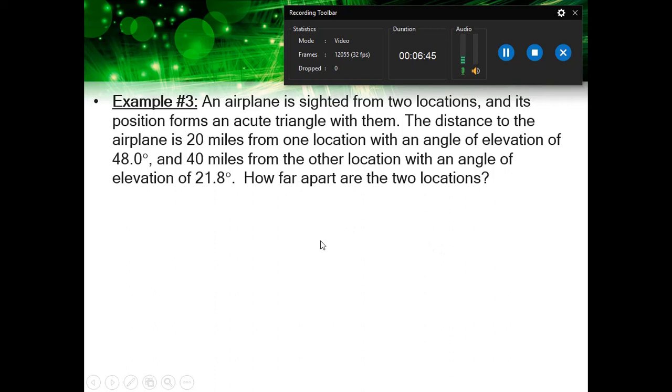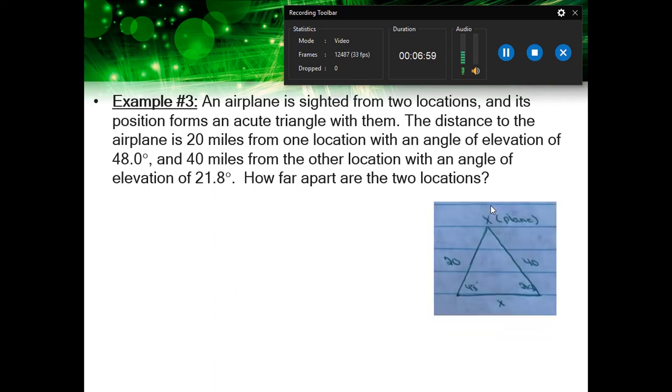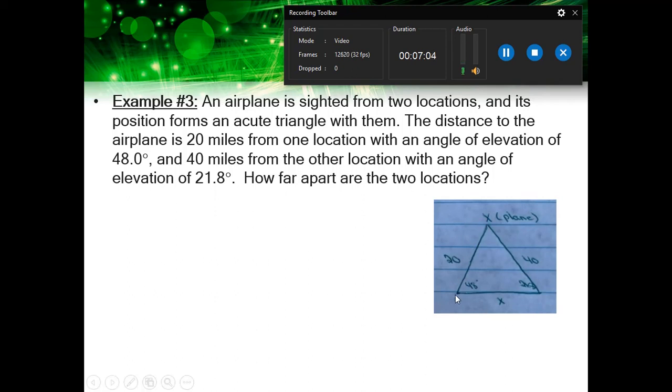In example 3, we have an airplane sighted from two locations, and its position forms an acute triangle with them. So I'm going to draw my diagram. It says the distance to the airplane is 20 miles from one location with an angle of elevation of 48. So here's my airplane up in the sky. From this location down on the left, it's 20 miles.